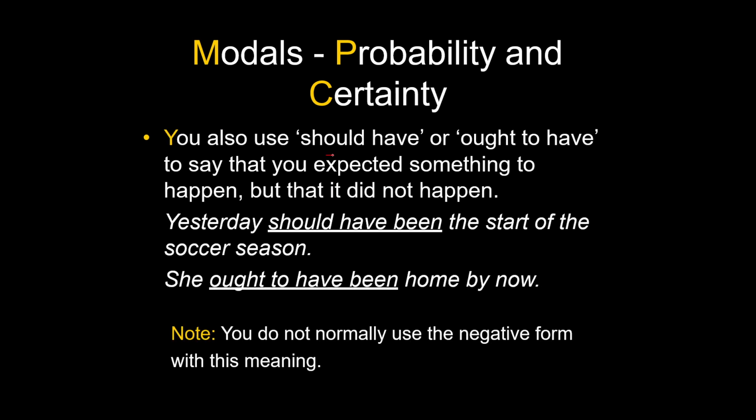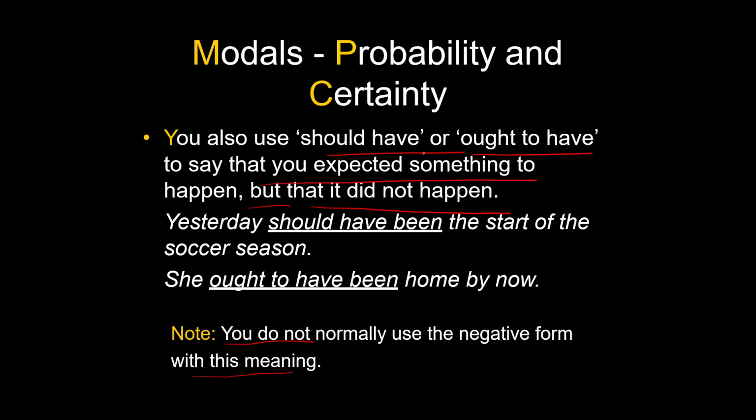Similarly, we also use should have or ought to have to say that we expected something to happen but that it did not happen. Yesterday should have been the start of the soccer season but it didn't. She ought to have been home by now but she didn't. So we do not normally use the negative form with this meaning. It means we do not say she ought not to have been home by now, or yesterday shouldn't have been the start of the soccer season.